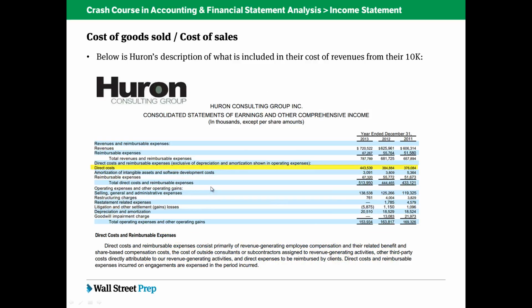Let's look at Huron, a consulting firm, and we see that they have revenue of $787 million. And we see that $443 million of that represent direct costs. That's the equivalent service term of cost of goods sold. And here we have a footnote in their financial statements as well, that direct costs consist primarily of revenue generating employee compensation and their related benefits and share-based compensation. So the direct costs for a consulting company are its consultants.